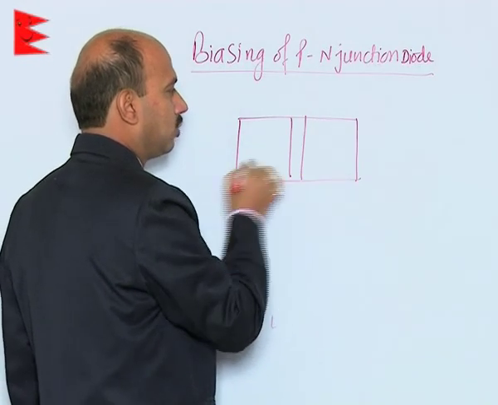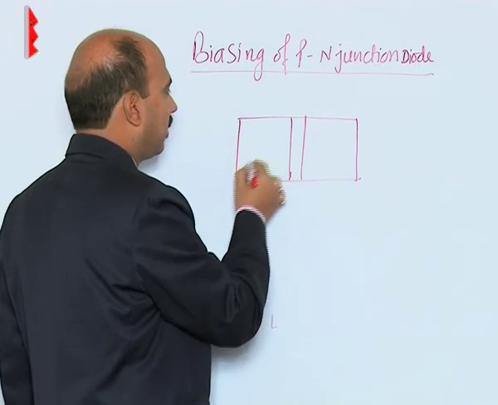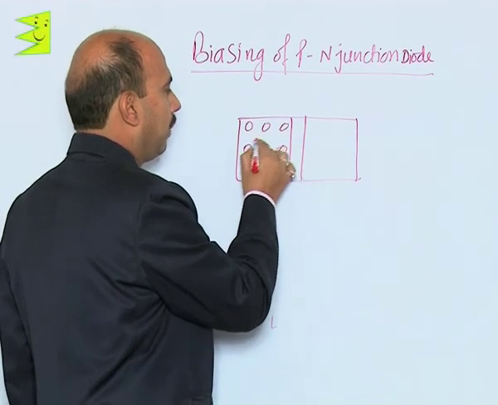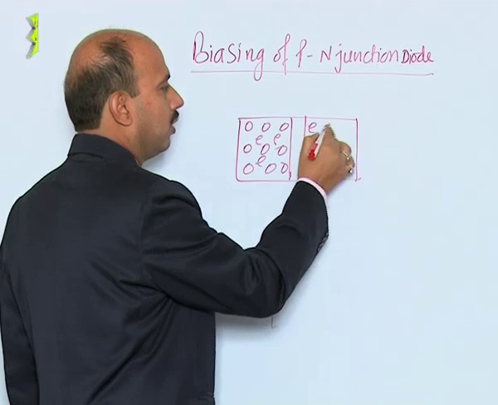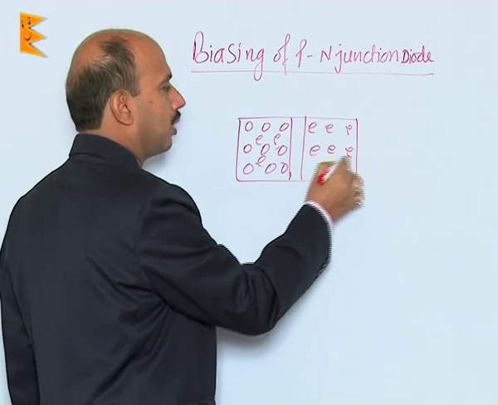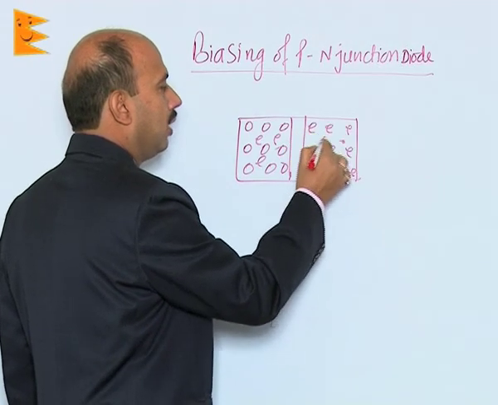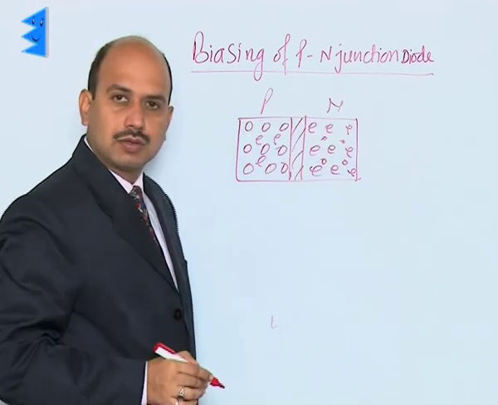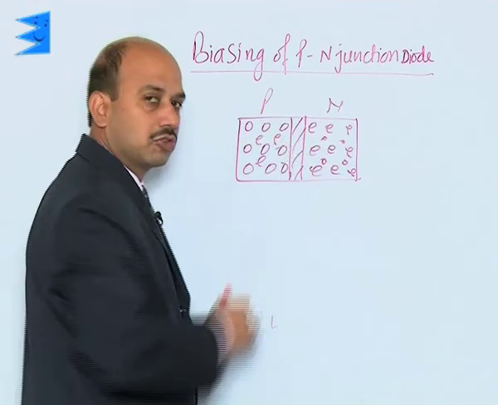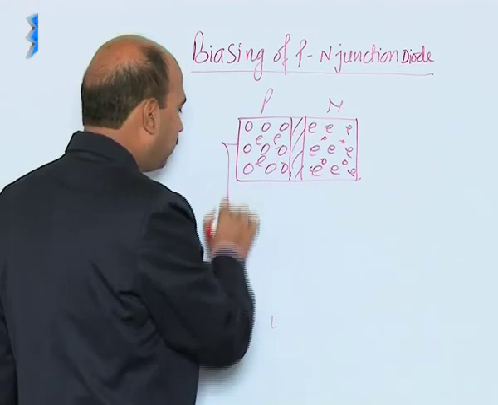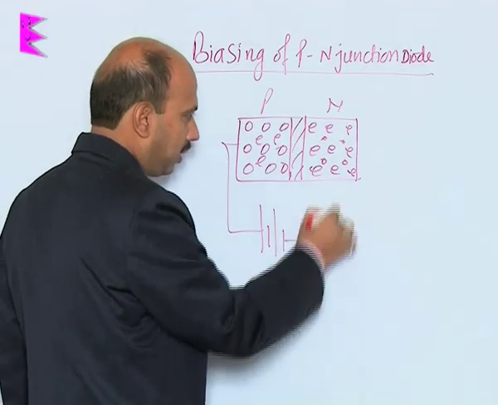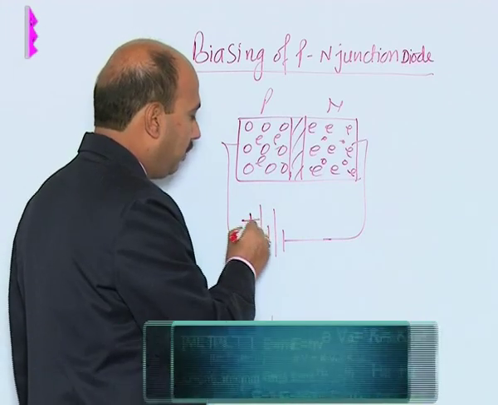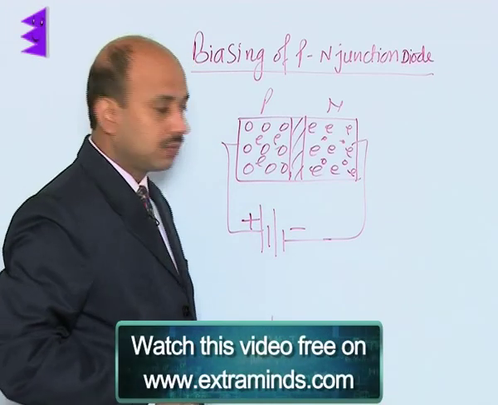This part is the junction region, where immobile charges are there. In the P type the majority carriers are holes and minority carriers are electrons, and in the N type majority carriers are electrons and minority are holes. This is P type, this is N type, this is the junction part. Immobile charges are here at the junction. Now when we connect P to the positive terminal of the battery and N to the negative terminal of the battery, you will be seeing positive and negative.